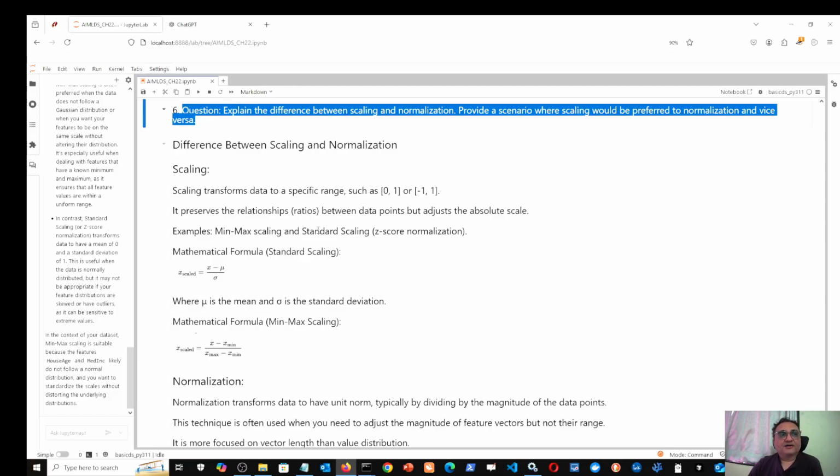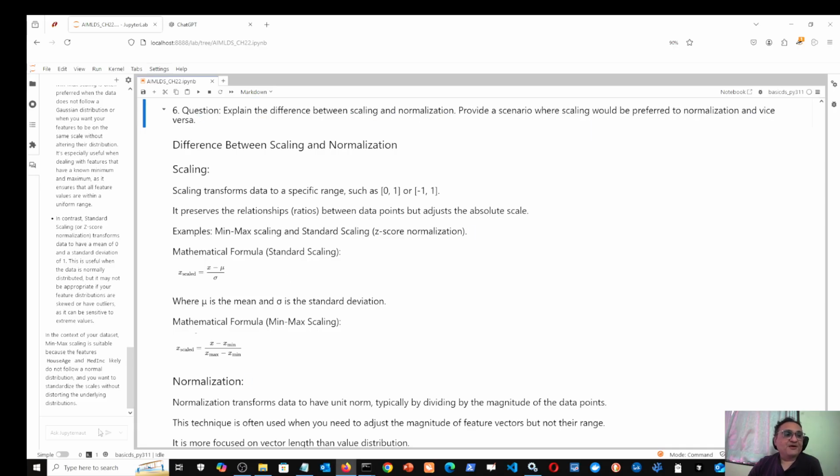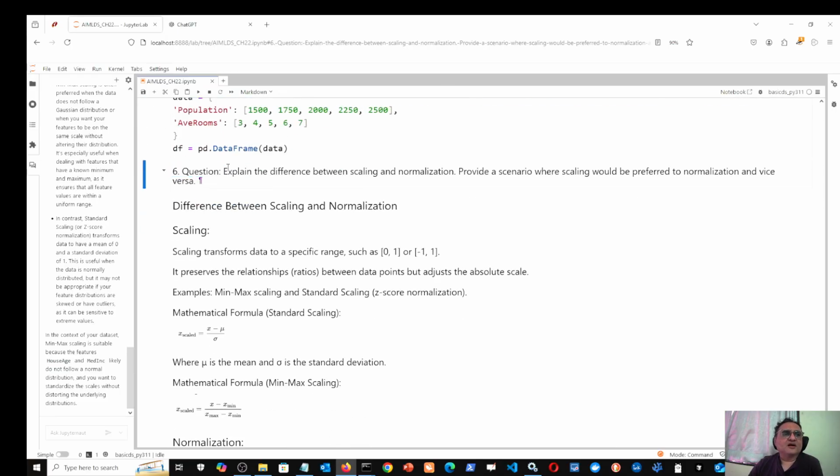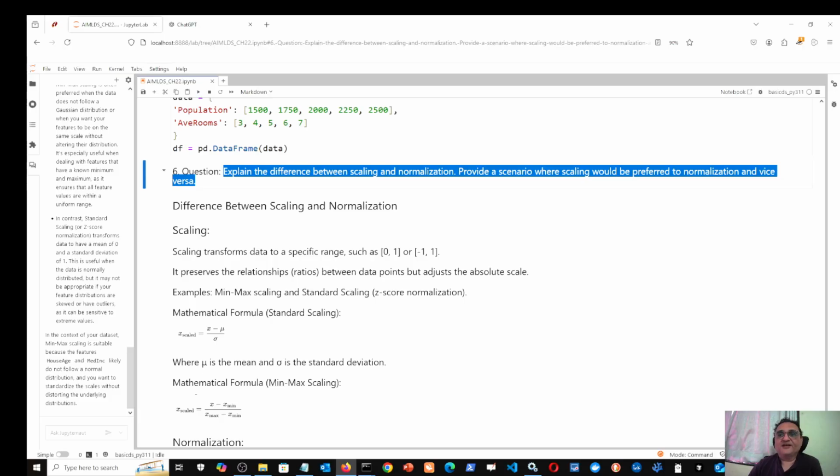Now we are doing at present this sixth question. Explain the difference between scaling and normalization. Now this is just a theory question, and provide a scenario where scaling would be preferred compared to normalization and vice versa. So we have done at least 3-4 hours of discussion about the topic of scaling and normalization.